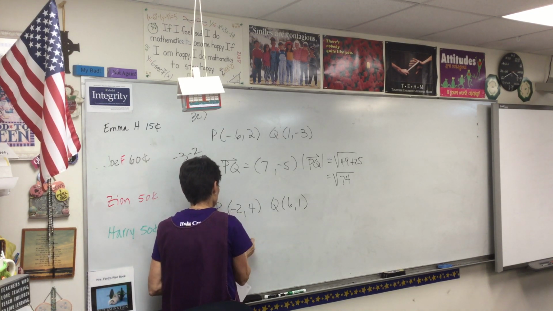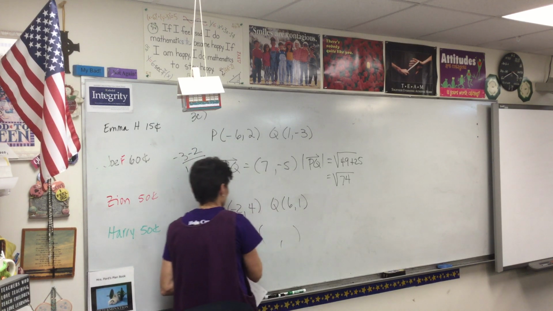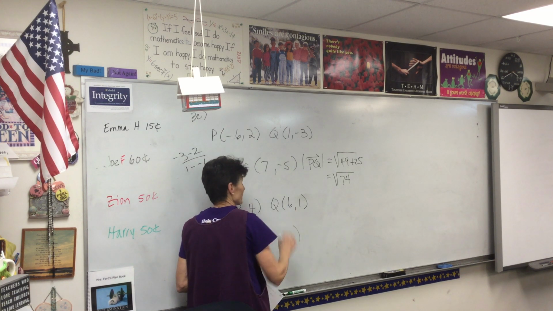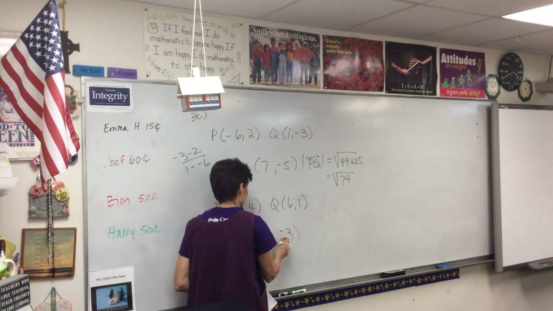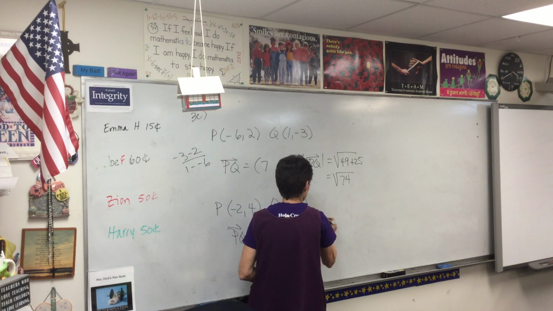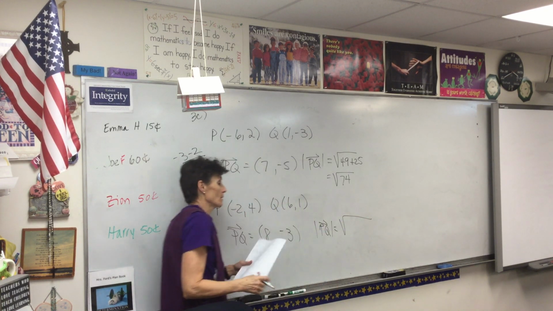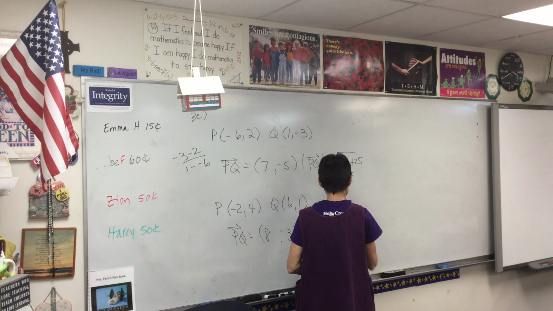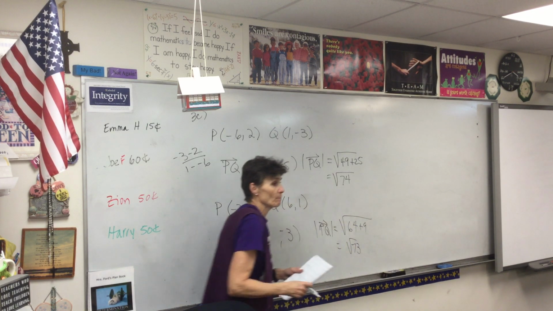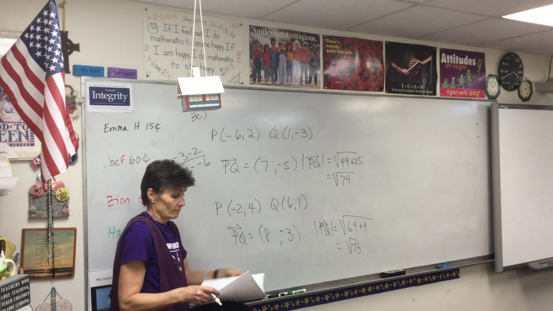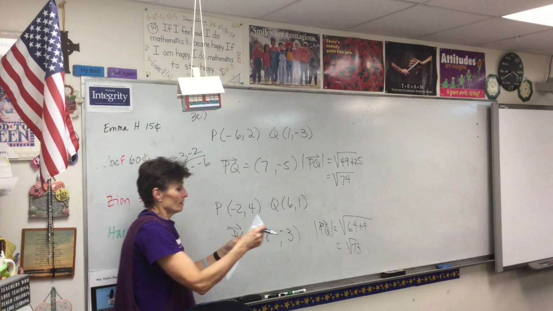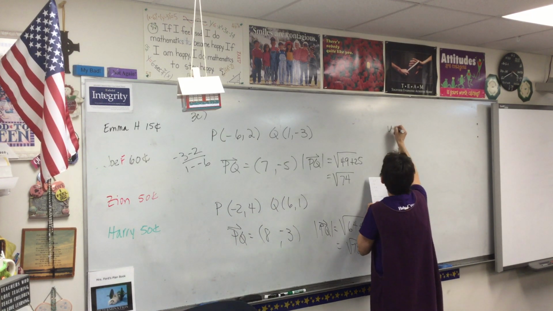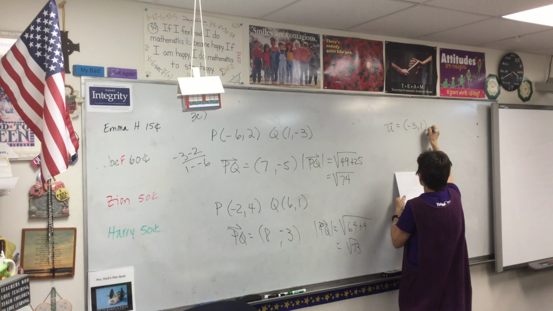So, same thing, repeat, PQ, what are the coordinates here? -2 to 6 would be 8, and 4 to 1 would be -3. So the magnitude will be the square root of 73. 64 plus 9, which is the square root of 73. Perfect. Page 1 done. Now, page 2 here, or the back of page 49, has a bunch of little vector operations.